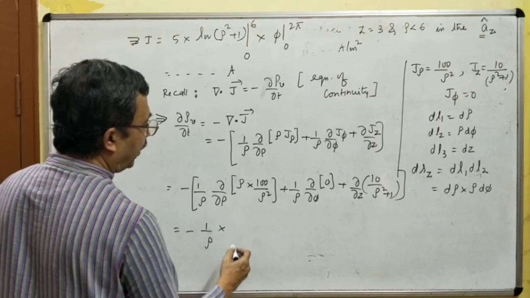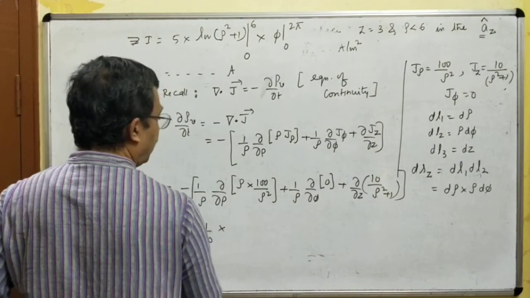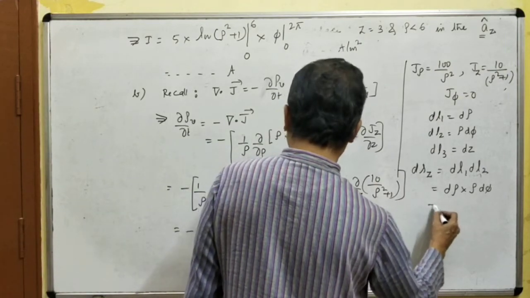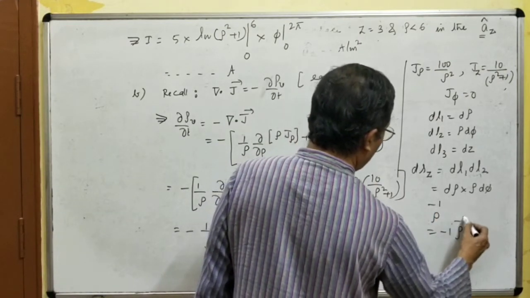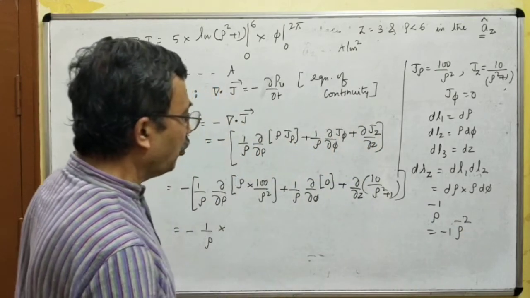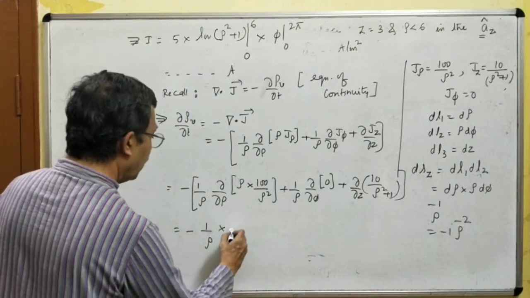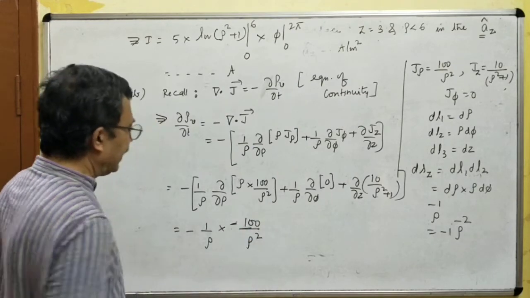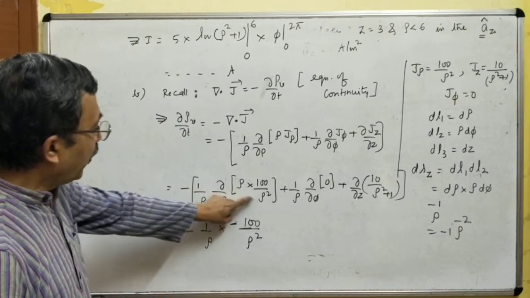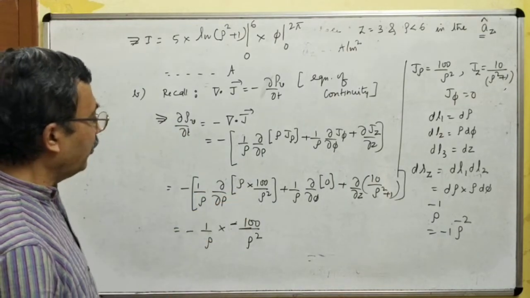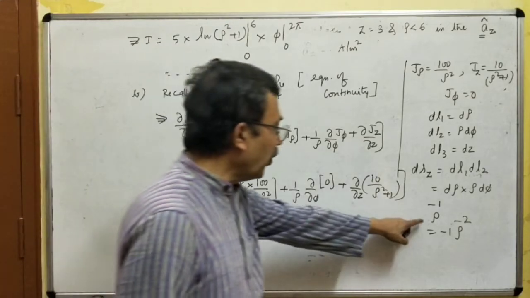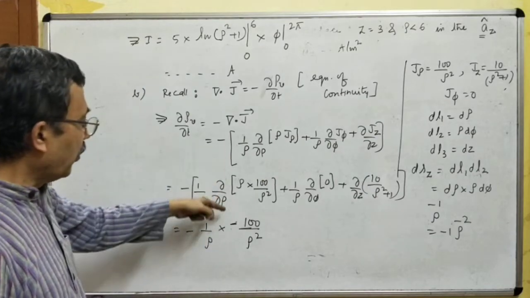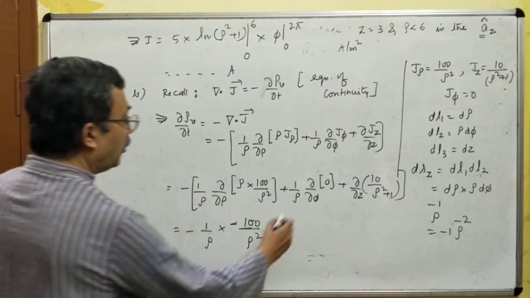So if you differentiate ρ to the power minus 1, what do you get? Minus 1 ρ to the power minus 2, that means minus 1 by ρ square. So this becomes minus 1 by minus 100 by ρ square. I repeat, ρ by ρ square means 1 by ρ, and 1 by ρ means ρ to the power minus 1. Apply the formula n x to the power n minus 1. N is minus 1. So if you differentiate 1 by ρ, you get minus 1 by ρ square. These two derivatives are 0.